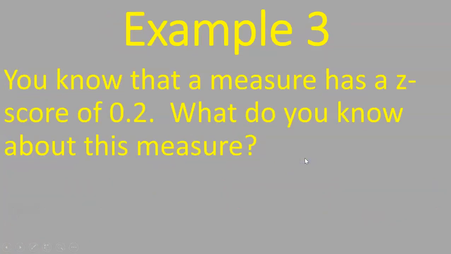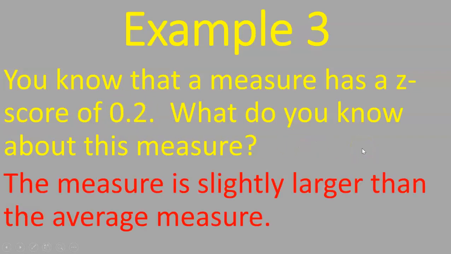Here's a third example. You know that a measure has a z-score of 0.2. What do you know about this measure? Well, 0.2 is a relatively small number, very close to 0. So we know that the measure is slightly larger than the average measure. So you're on the large side, but not by much, according to the small z-score.